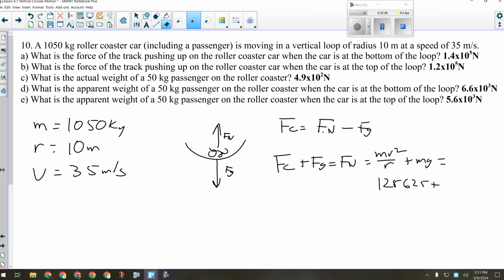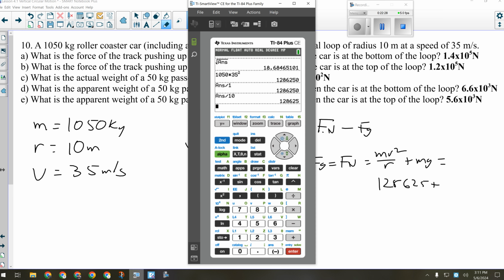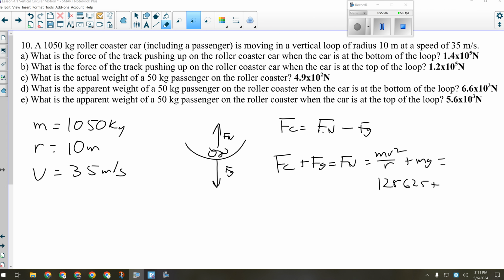Plus our force of gravity, which is just m times g, so that's going to be 1050 times 9.81, so that's 10,300.5. Now that we know those numbers, we just add them together. That should get us our 1.4 times 10 to the 5 newtons.